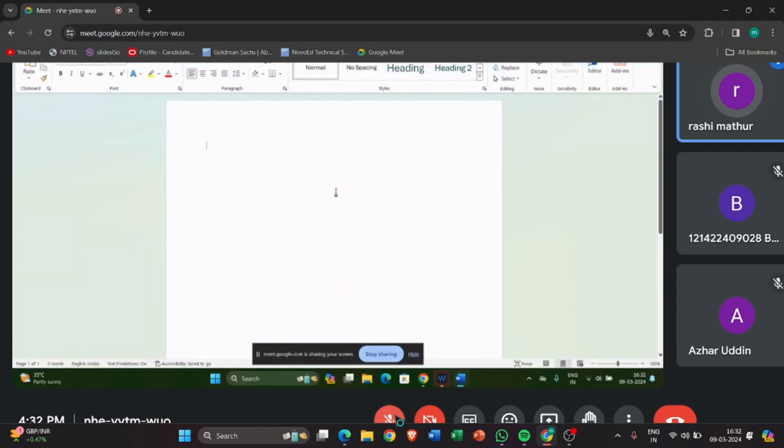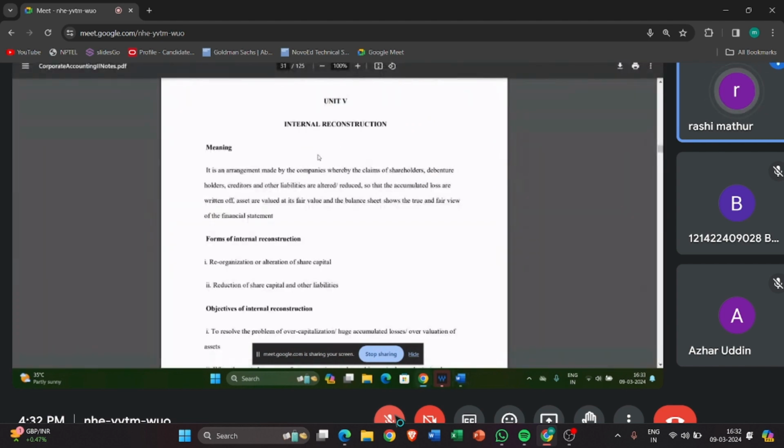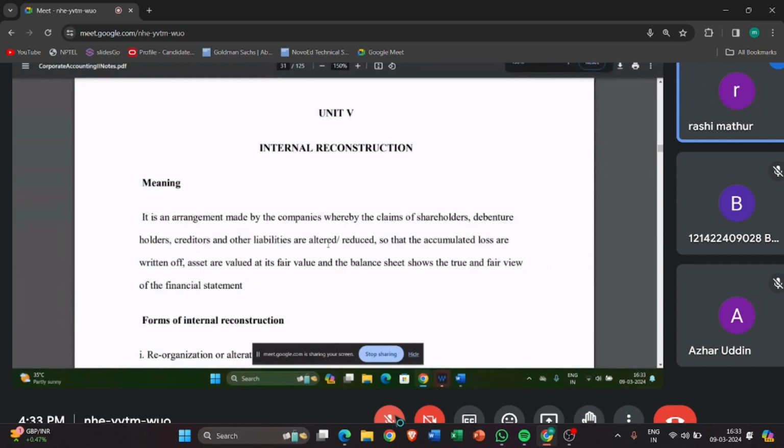Right. When a company is going in for internal reconstruction, it means changes are being made in the company's capital structure. What does internal reconstruction mean? It means we are making changes in the company's capital structure so as to write off any accumulated losses.